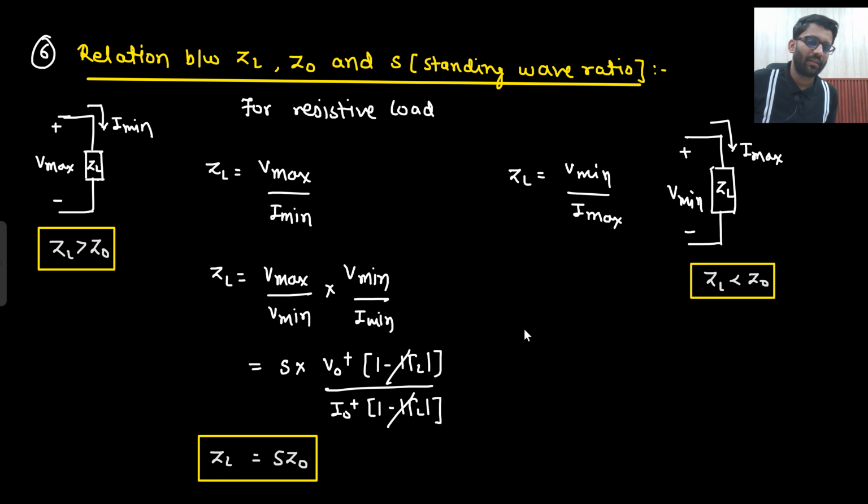In this case, what will happen? ZL is equal to, can I do it in this manner? V min divided by V max into V max divided by I max.